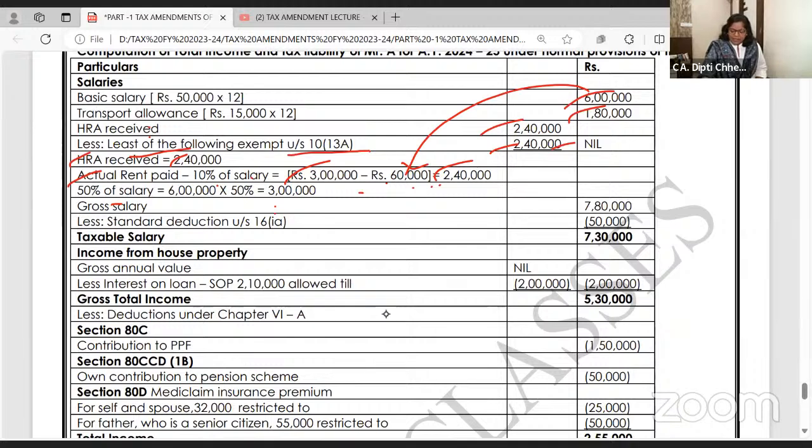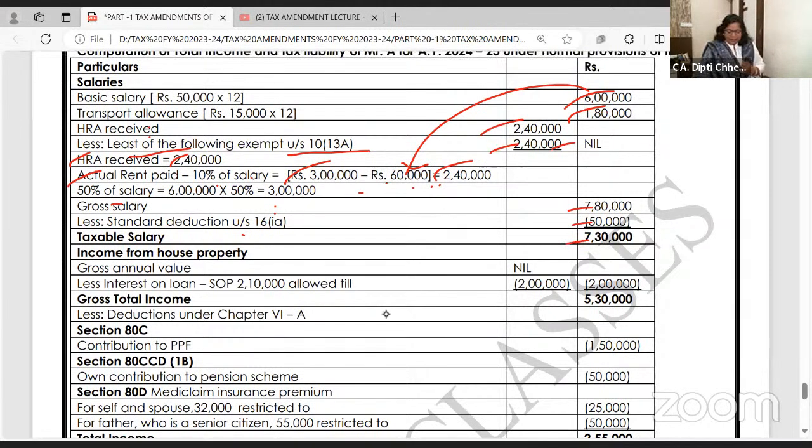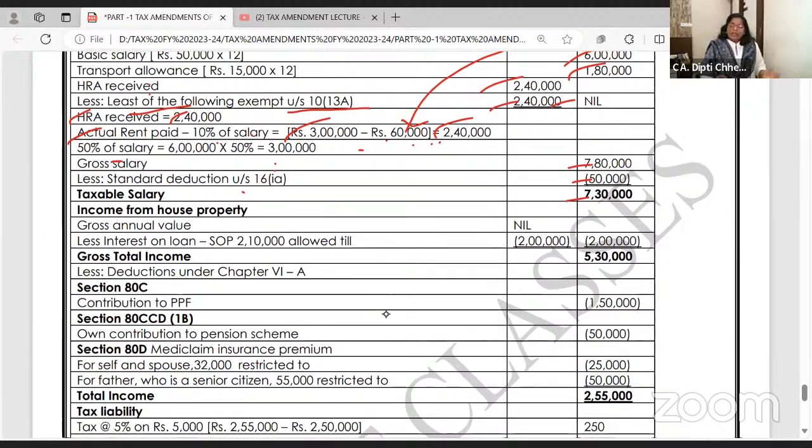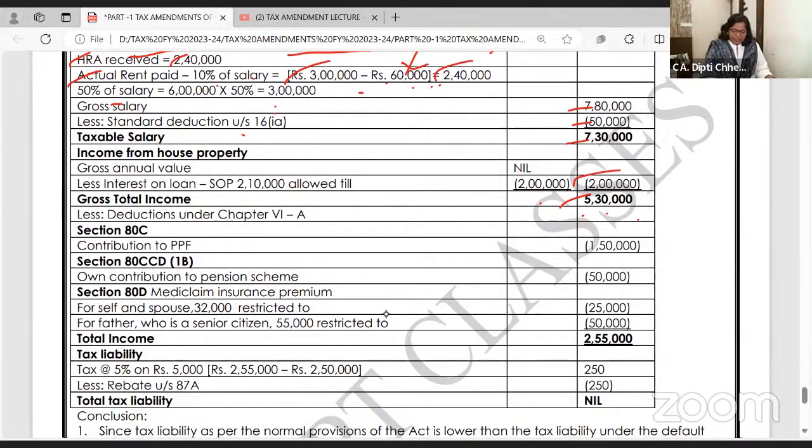वो तो exempt हो गया, ये आ गया आपका gross salary. स्टैंडर्ड डिडक्शन मिलेगा 50,000, 7,30,000 आ गया your salary. Now, in your normal tax regime, can you show in self-occupied property interest as a loss? Yes. But how much is interest? 2,10,000. What's the upper limit? In self-occupied property, you cannot show loss more than 2 lakh. So you will show 2 lakh loss. Gross total income 5,30,000.